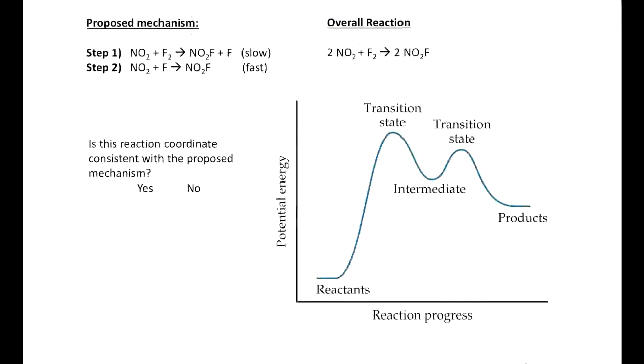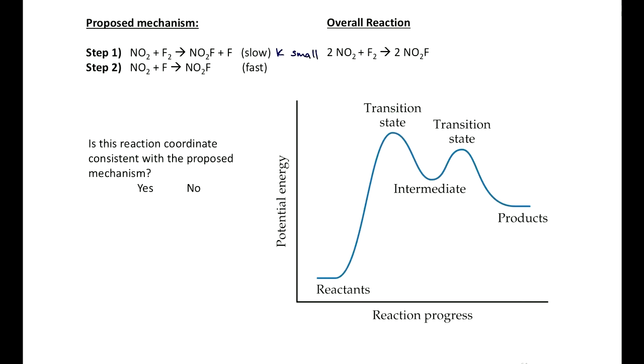All right, last one. Okay, so here's our proposed mechanism. Slow first step, fast second step. Is this mechanism consistent with the reaction coordinate diagram? Yes or no? What are we looking for? Okay, what does a slow step mean? What does it mean about k? If it's slow, k is small.